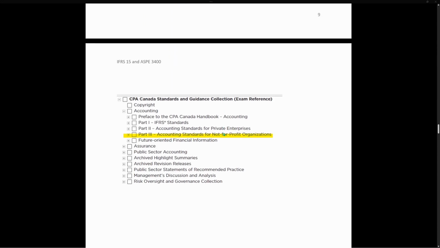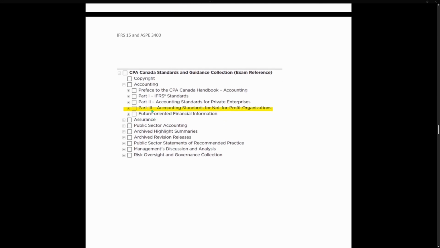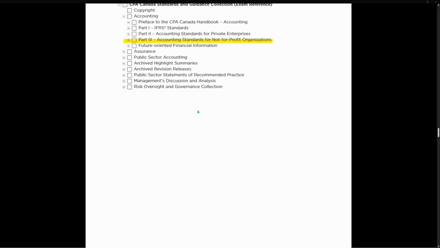The last part, part 3 of the handbook, is the accounting standards for NPO. It hasn't been tested deeply, but it has been tested in previous CFE cases. I don't want to spoil which year or which day it was tested. We'll go through that part too and see which parts are important in that section.